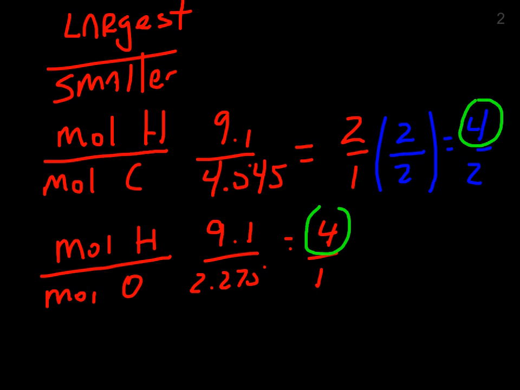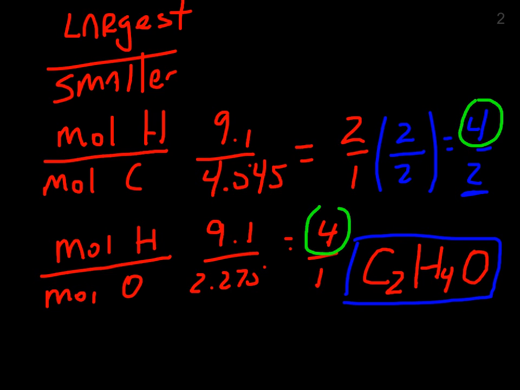Okay? So I can write the empirical formula for this compound to be C2H4O1, or like that. All right. So there, I just figured out the empirical formula. That's in the simplest whole number ratio. I write them sort of in order of the alphabet.